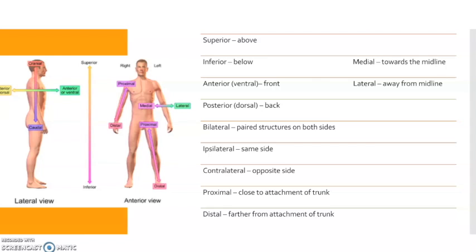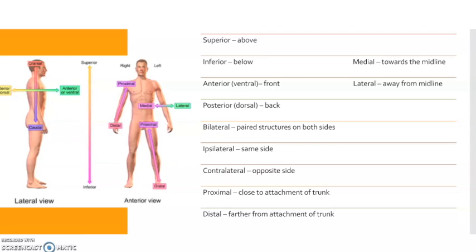anterior, which is also known as ventral, is in the front, posterior, which is known as dorsal, is in the back. Bilateral is paired structures on both sides, such as the kidneys or the lungs. Ipsilateral is same side, which is the left arm and the left leg. Contralateral is opposite sides, such as the left arm and the right leg.